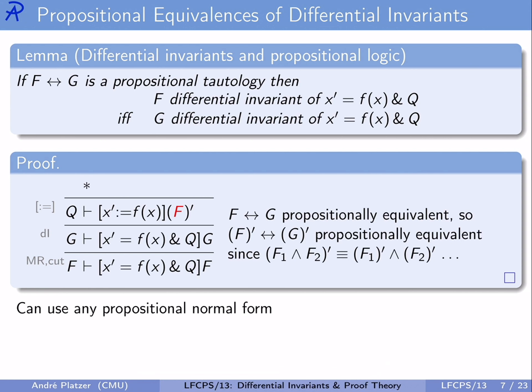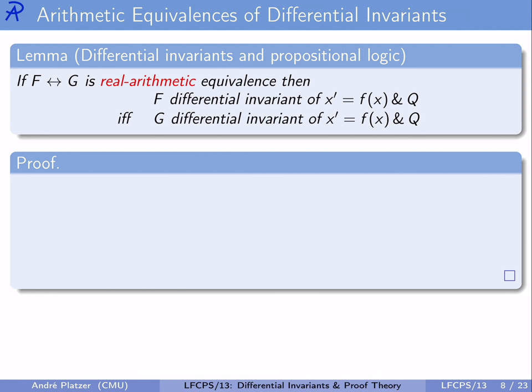That sounds like we're on a very good track to find out a lot of stuff in terms of equal deductive power for different classes of differential invariants. Now let's look at when F equivalent to G is valid, but it's a real arithmetic equivalence. So it's valid in first-order logic of real arithmetic, but not just for propositional reasons where maybe we switched over a not into the positive version or rewrote an implication by a not and an or, things like that.